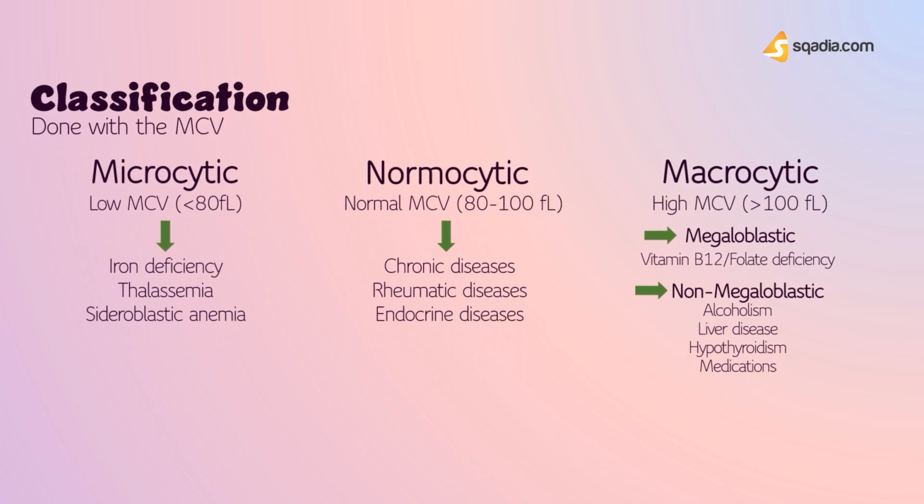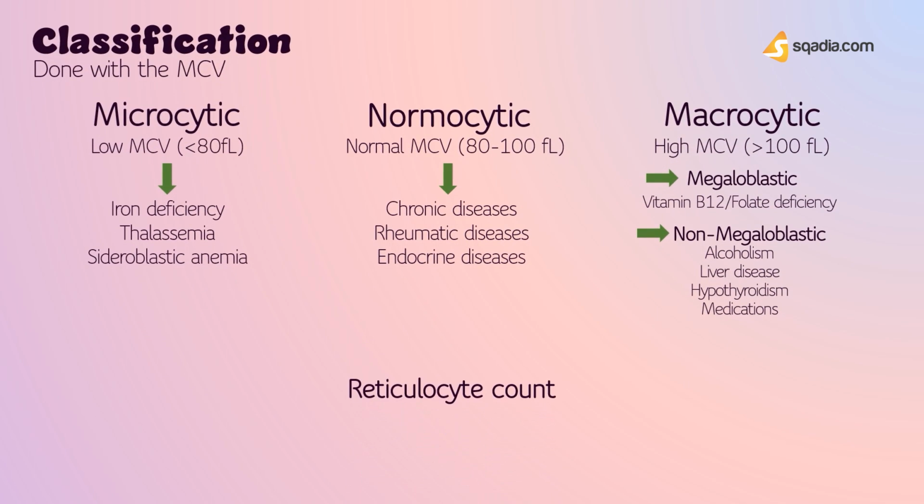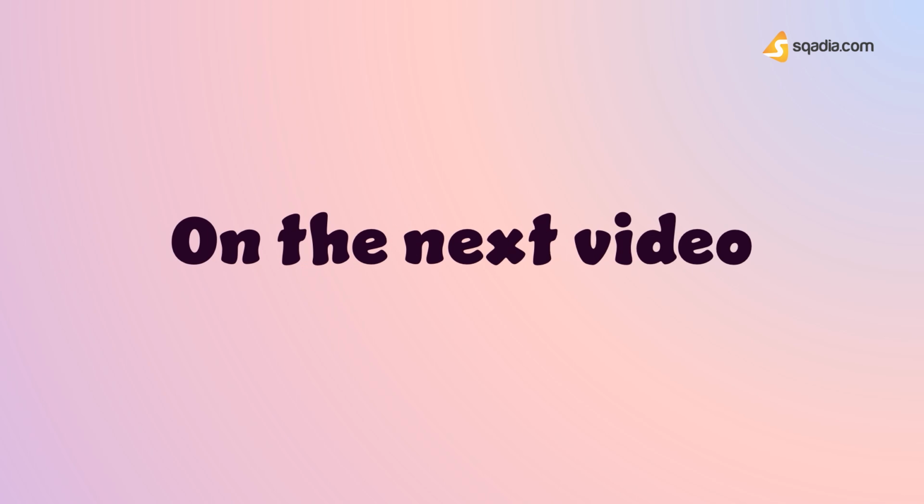Finally, with the reticulocyte count, we can know whether it is a hypoproliferative anemia that may be caused by defects in the red blood cell production, or a hyperproliferative anemia that may be caused by a premature loss of red blood cells that may be caused by hemolysis or an acute blood loss. In the next video, we will discuss microcytic and normocytic anemias.